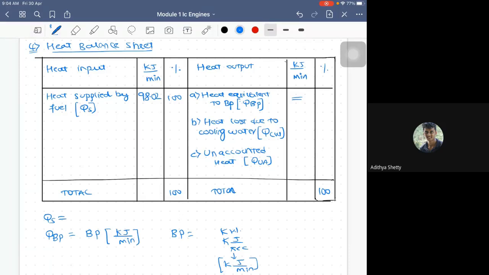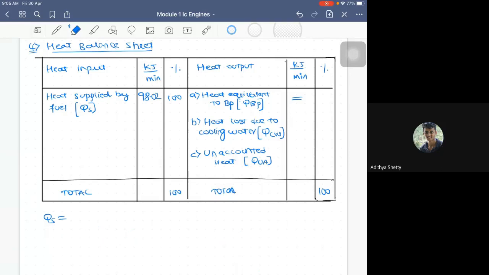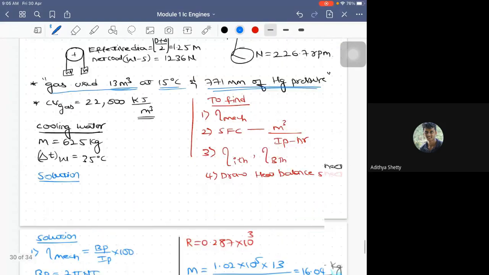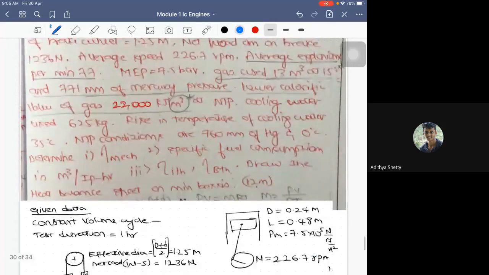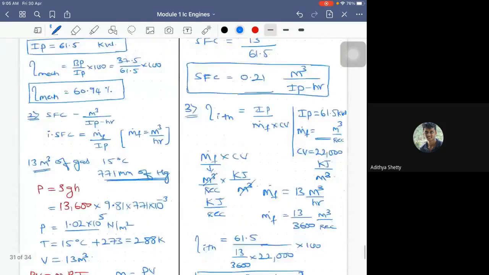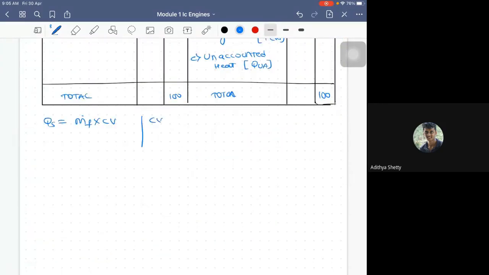So how did you get this value? Let me cross verify with the values which I have got before going to QBP. Okay, just we shall check this. So QS is nothing but what? It is mf dot into CV, isn't it? Now, what is the value of mf dot you have? CV is 22,000 kilojoules per meter cube.